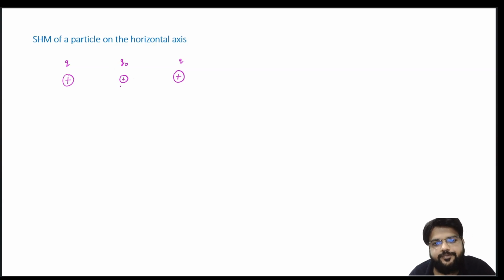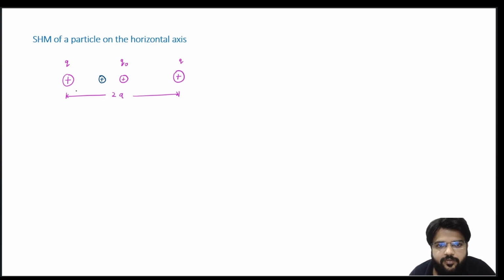Now what is happening here? The separation between these two charges is 2a. Now we are applying some force on this Q naught charge, let's suppose toward the left. So due to this force, right now it is here, and displacement of this charge is happening. It is x, everyone. Correct. So this is x.